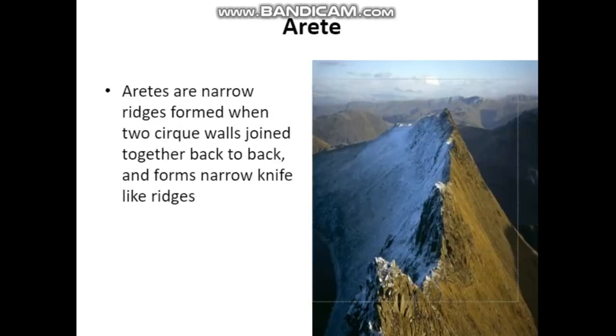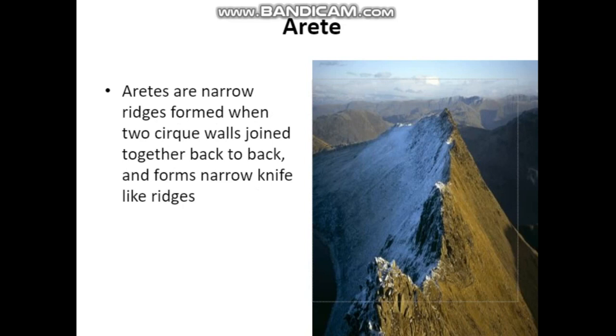Okay. Next one is the arete. Arete means what? Two cirque walls join together back to back and form narrow knife-like ridges. Okay, so from this picture also you can understand, aretes are narrow ridges formed when two cirque walls join together. So two armchairs join together back to back, how will it be? It will be like narrow knife-like ridges.